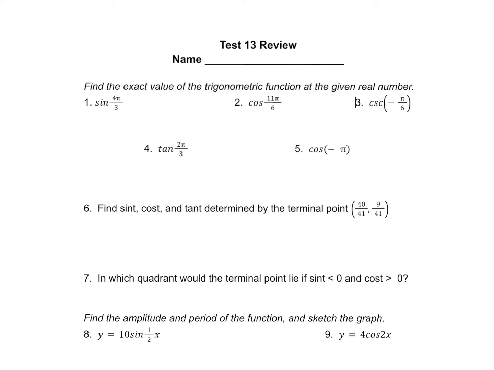All right, guys, let's see what we can do with this test 13 review. The first five are just giving those exact values from the unit circle. So here we go. Number one says sine 4 pi over 3.